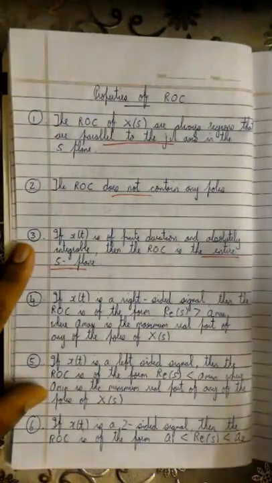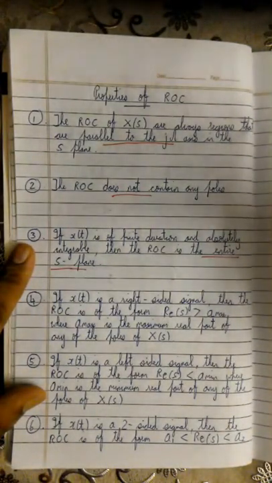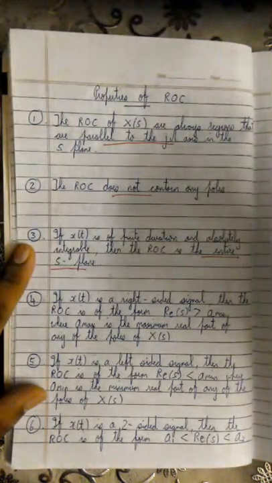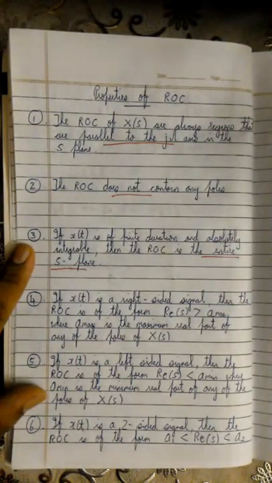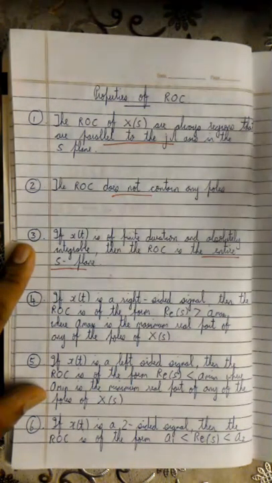Or in other words, if the Fourier transform of a signal exists, then the Laplace transform of that same signal also exists, in which its sigma is the entire S-plane. So what happens if the Fourier transform of the signal does not exist?